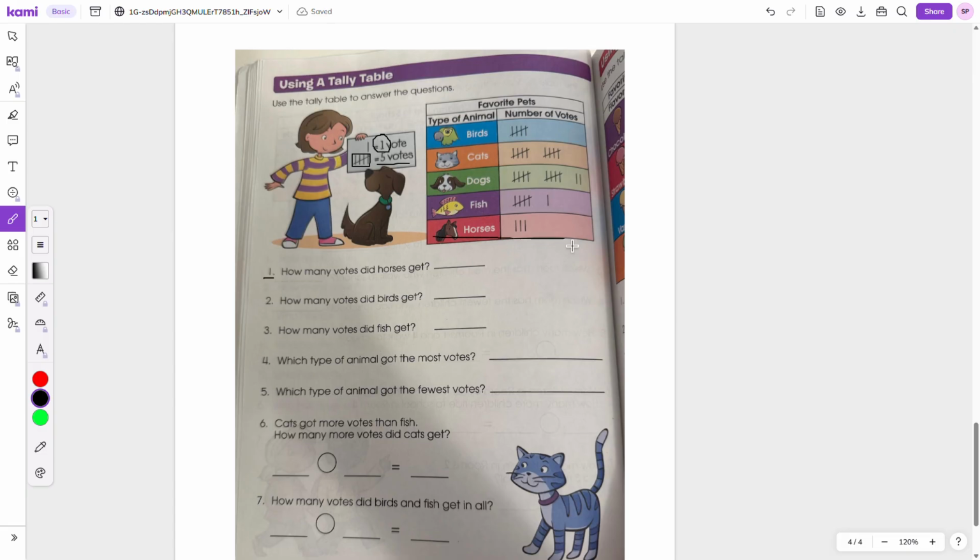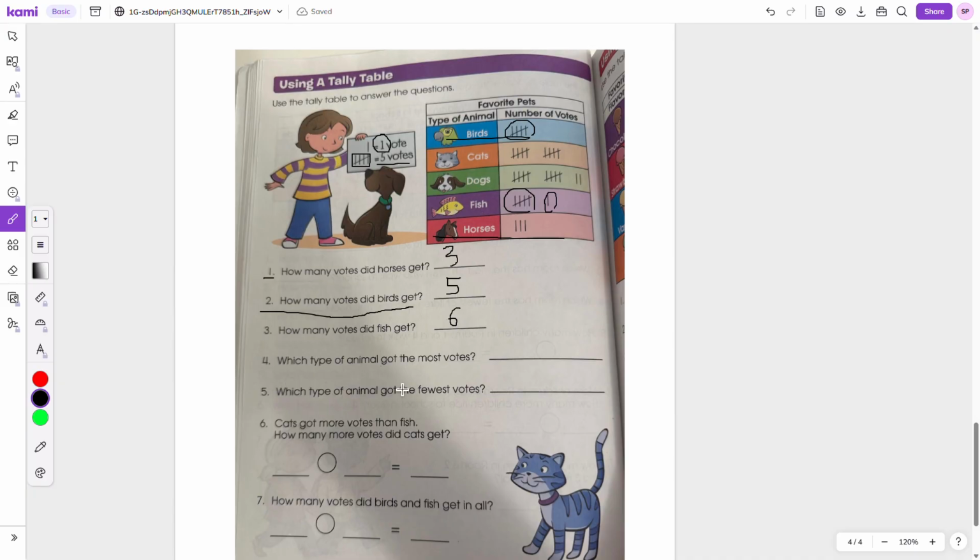When we look at the horses column, horses only have 1, 2, 3 lines, which means 3 votes. So it'd be 3. Number 2, how many votes did birds get? When we look at the birds, they have one whole group, which represents 5 votes. So it'd be 5. Number 3, how many votes did fish get? Fish have one group of 5 and one line. So 5 plus 1 will be 6.